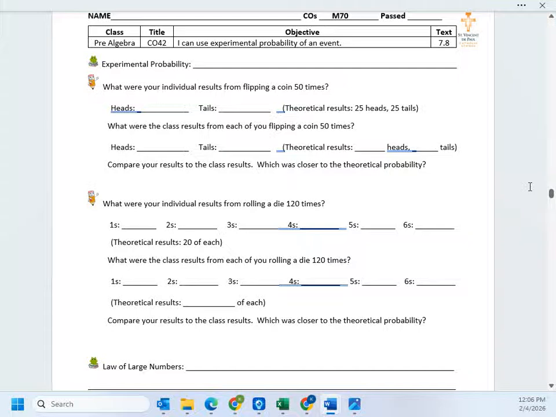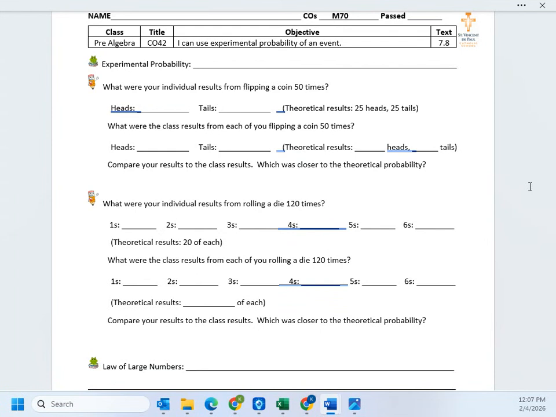Good afternoon. Yesterday we worked on CO41, learning about the theoretical probability of events. Today's objective is directly related to it. So today we're doing CO42 using experimental probability of an event.